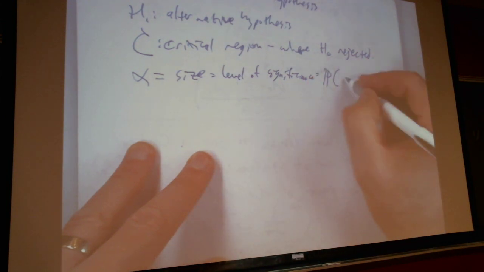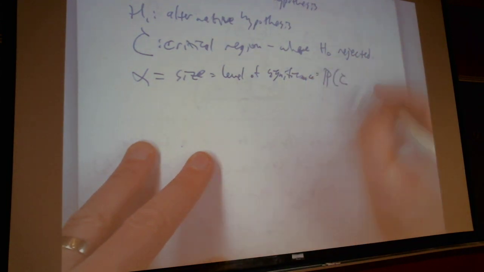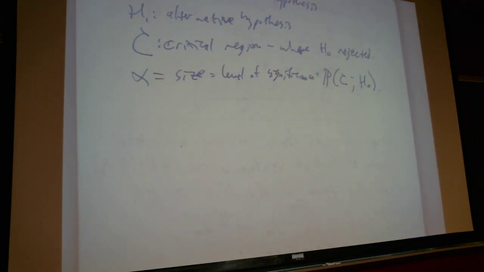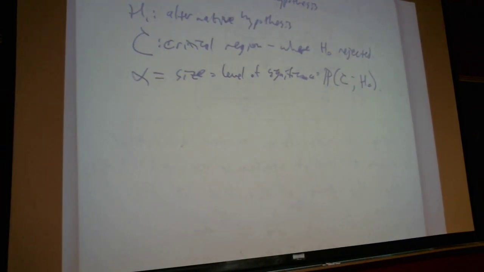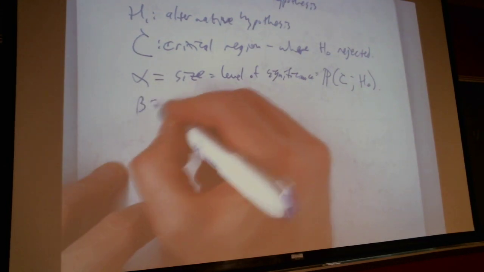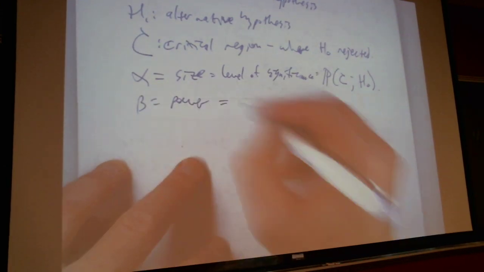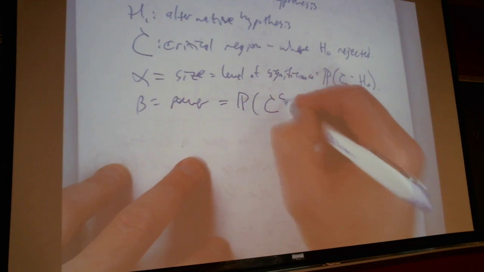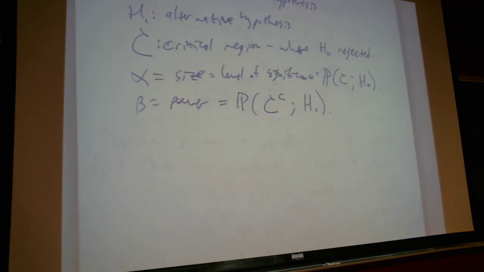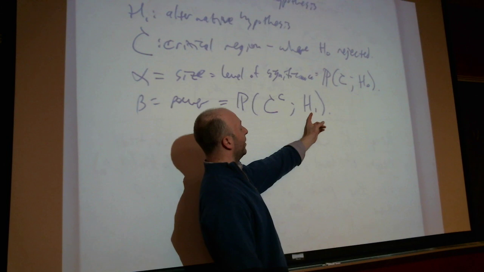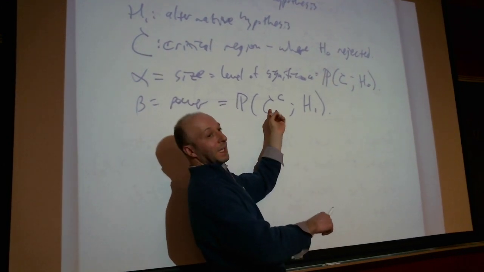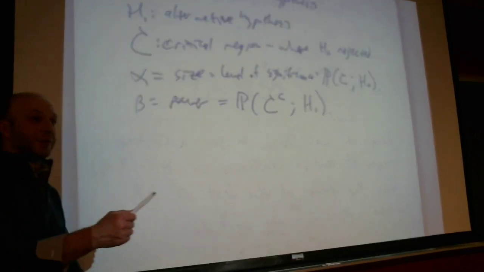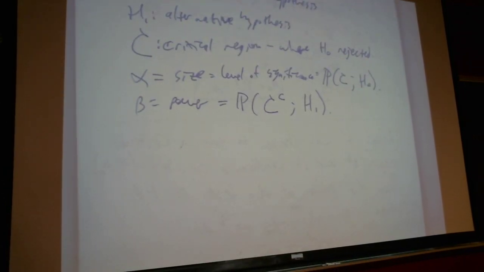is the probability that we reject the null hypothesis, that the outcome winds up in the critical region, even though H0 actually is true. The power is the probability that we reject the null hypothesis in favor of the alternative hypothesis, meaning we're outside the critical region. We're in the complement of the critical region. Okay?